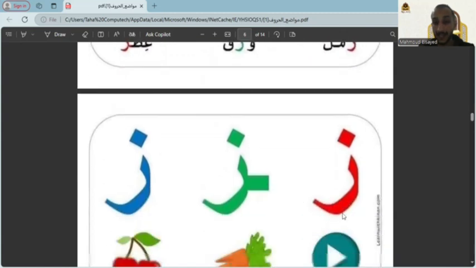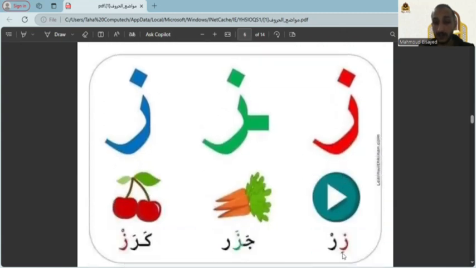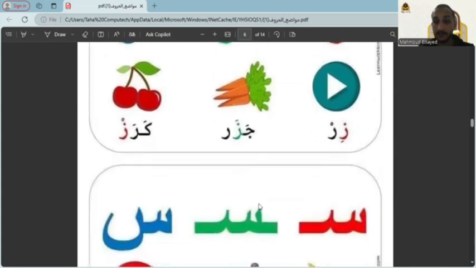Here we have the zay, as you can see, zir, zay, and then we have jazr, like carrots. This is the middle position. And then we have karaz, which is the end position. Beginning, middle, and end. Okay.